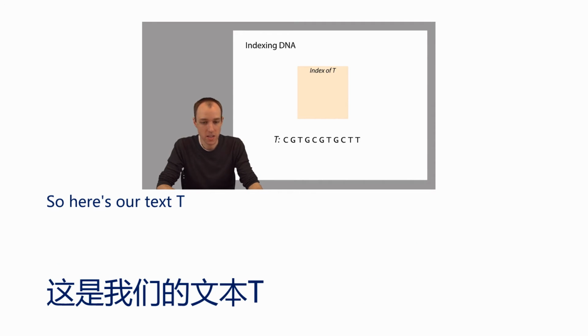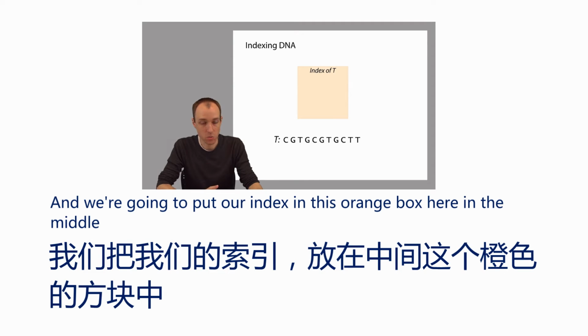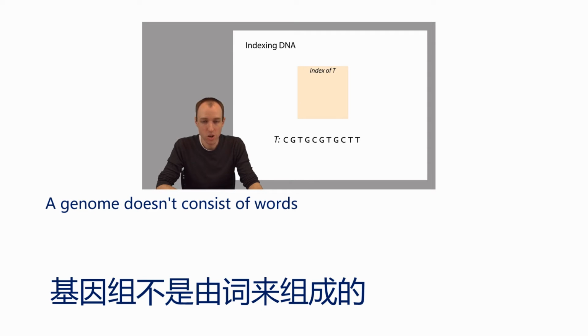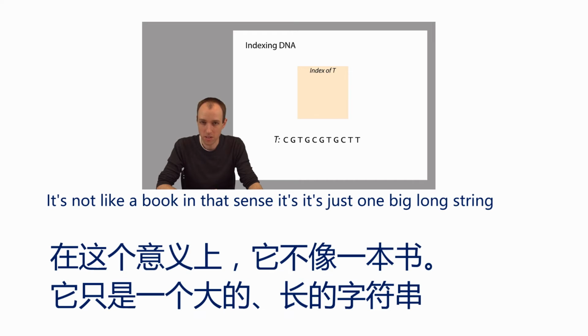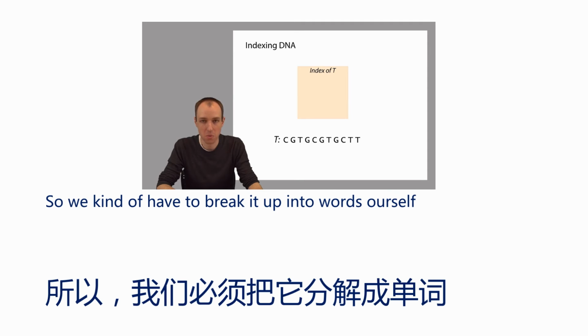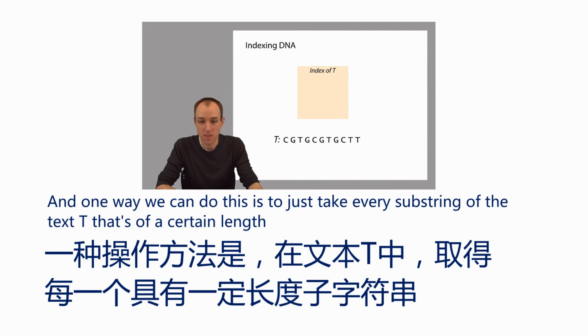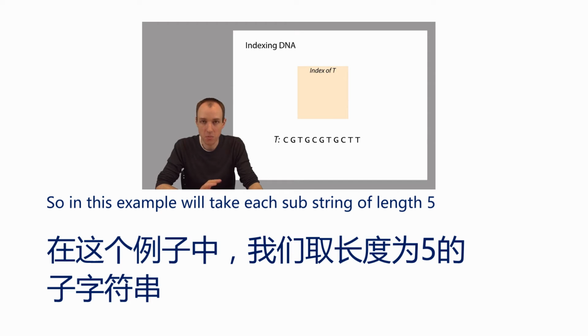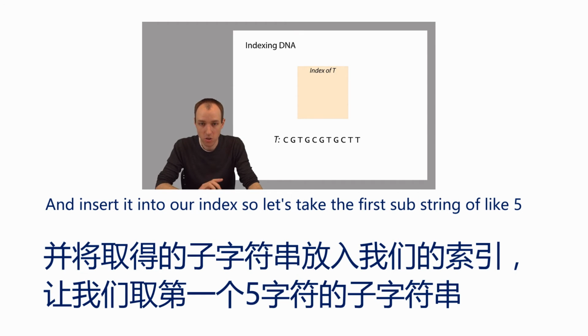So here's our text T, and we're going to put our index in this orange box here in the middle. And unlike our index of a book, a genome doesn't consist of words. It's not like a book in that sense. It's just one big long string. So we kind of have to break it up into words ourselves. And one way we can do this is to just take every substring of the text T that's of a certain length. And we'll just treat each of those substrings as a word. So in this example, we'll take each substring of length 5 and insert it into our index.